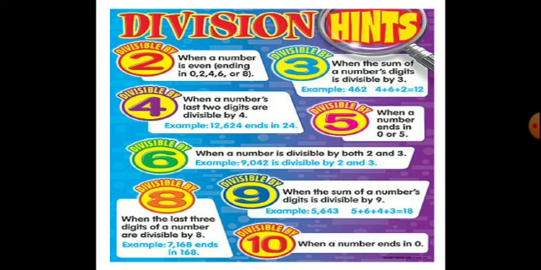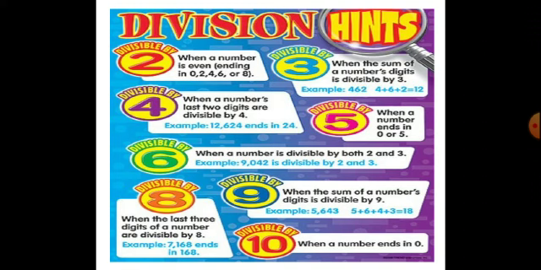When a number is divisible by both 2 and 3, then the number will be divisible by 6 as well. For example, let's take the example of 9,042. Since there is 2 in one's place, the number will be divisible by 2, and to find the divisibility by 3, we have to add the digits. So 9 plus 0 plus 4 plus 2 is 15, and 3 5s are 15. That means it is divisible by 3 as well. So since it is divisible by 2 and 3, the number 9042 will be divisible by 6 as well.